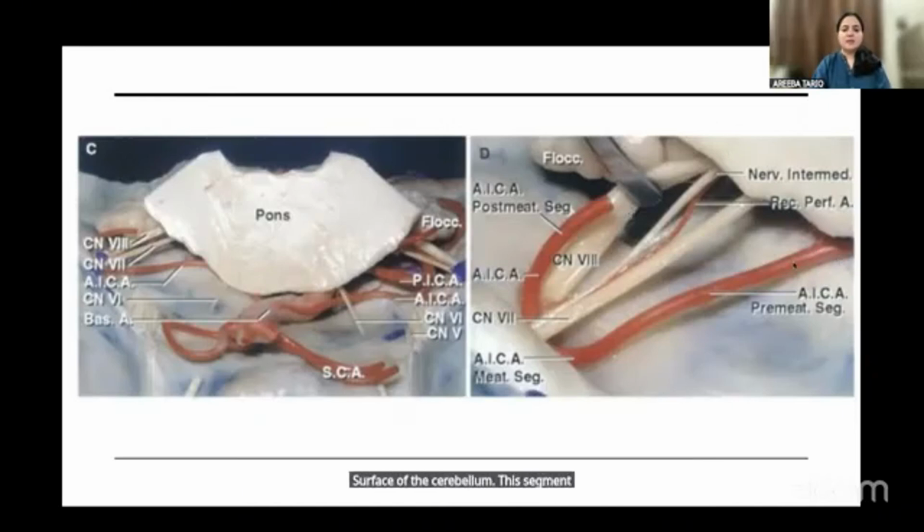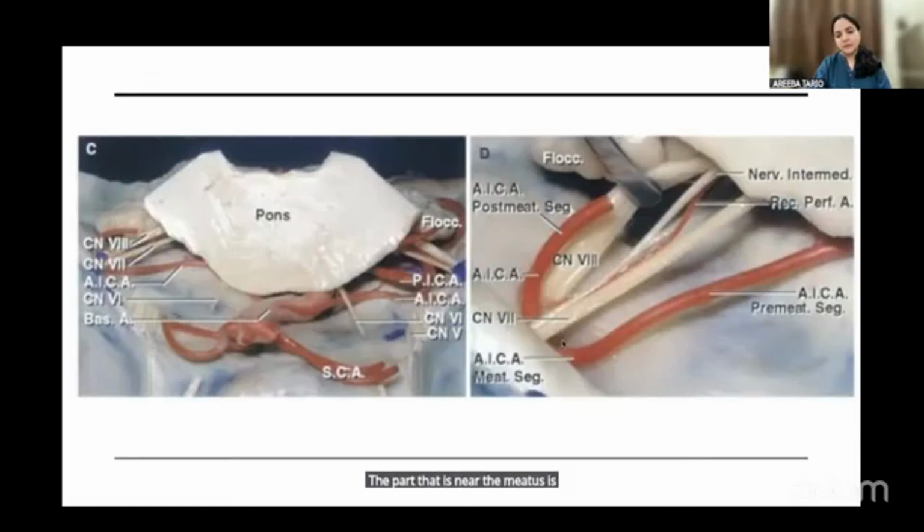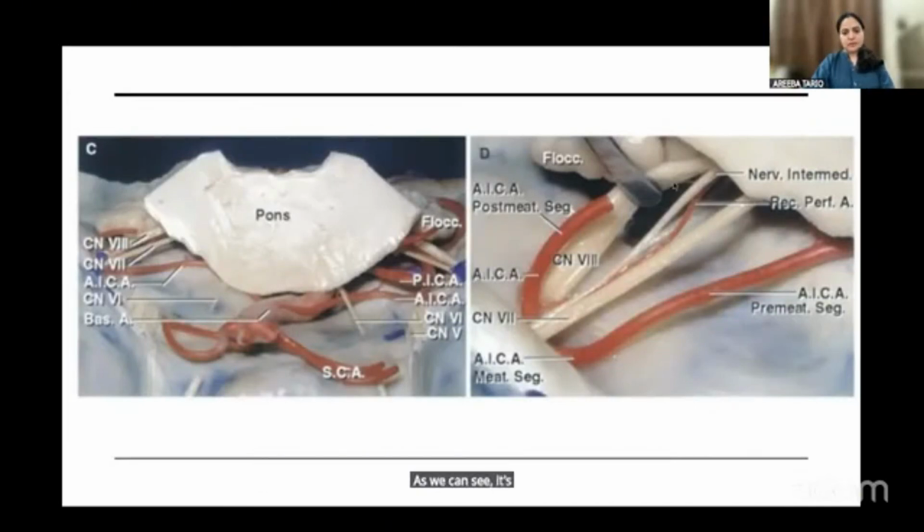This segment, which is running towards the meatus, is known as premeatal ICA segment. The part that is near the meatus is known as the meatal segment, and the part that is running away from it or moving back toward the cortical surface is known as postmeatal segment. This is another way of defining the artery. As we can see, it's closely associated with cranial nerve 7 and 8.